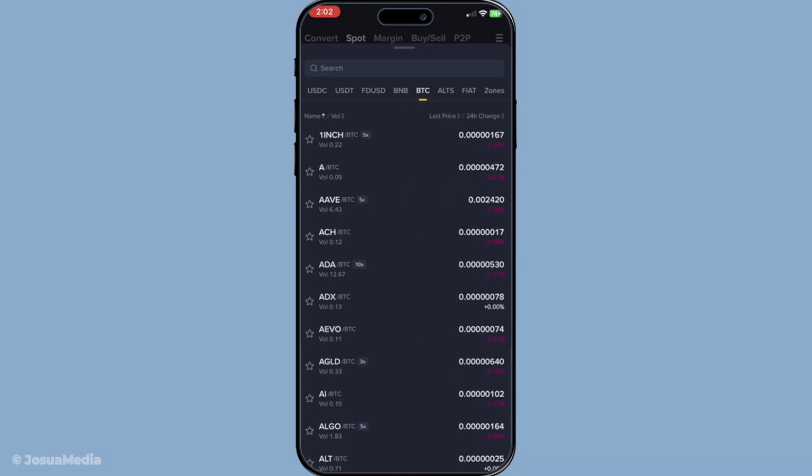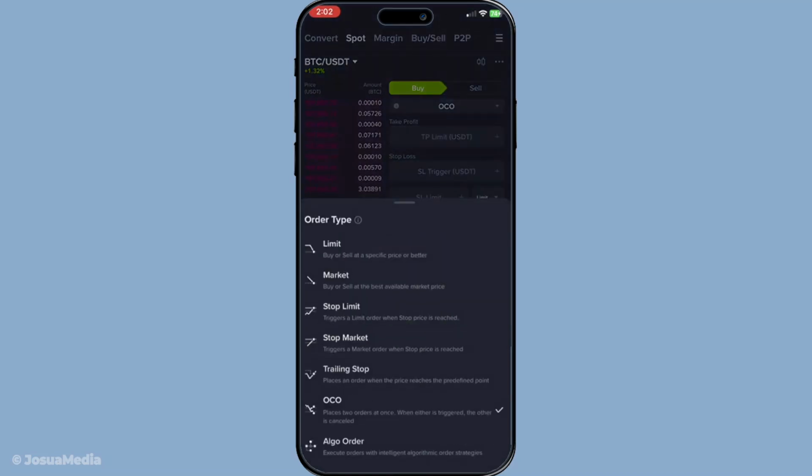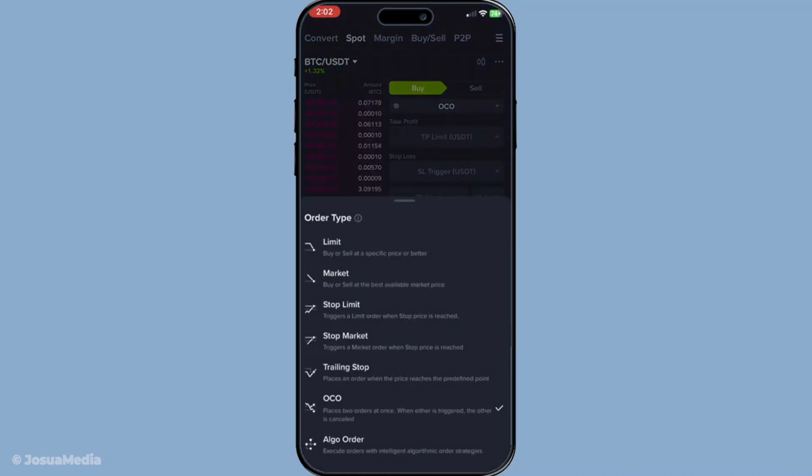Once you've chosen your trading pair, it's time to decide on the order type you'd like to use. There are several options available: market, limit, and stop limit. A market order allows you to buy or sell immediately at the current market price, offering speed and convenience.